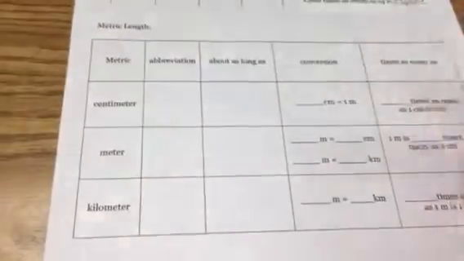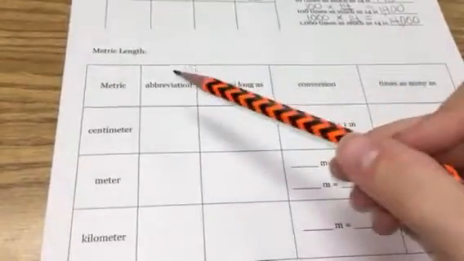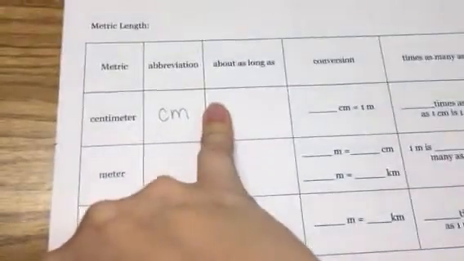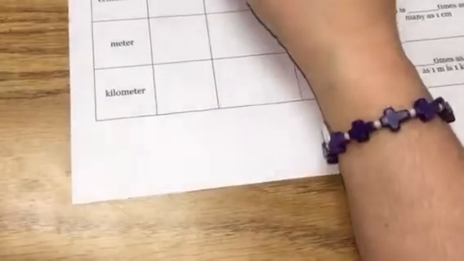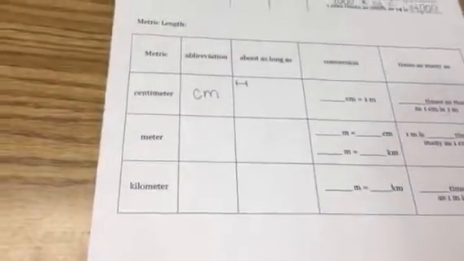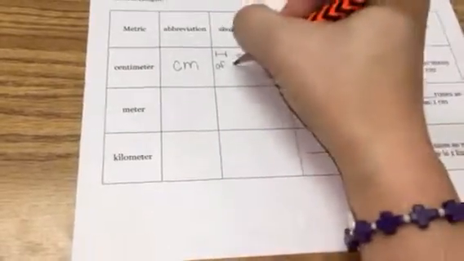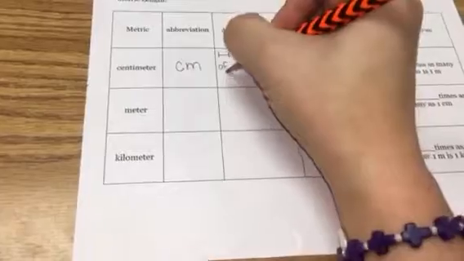By thousands. So let's look at our first metric length. Our first metric length is centimeter, and the abbreviation of a centimeter is cm. So you would write cm. A centimeter is about as long as the width of your pinky finger. It pretty much is about this big. So I'm going to put width of pinky finger.